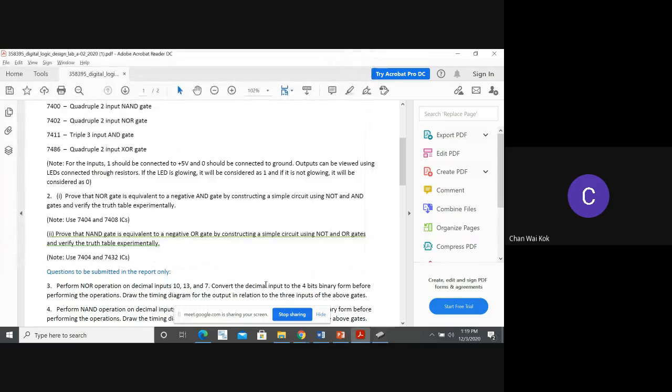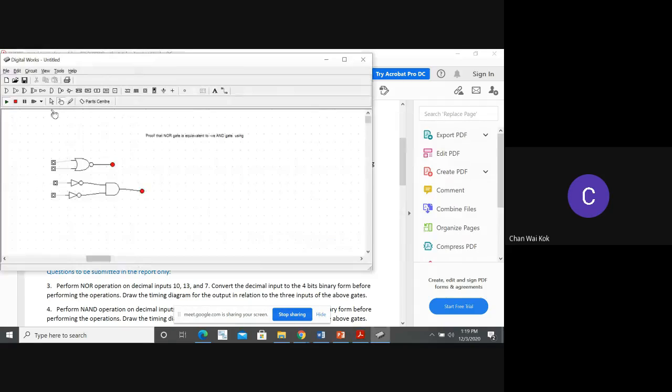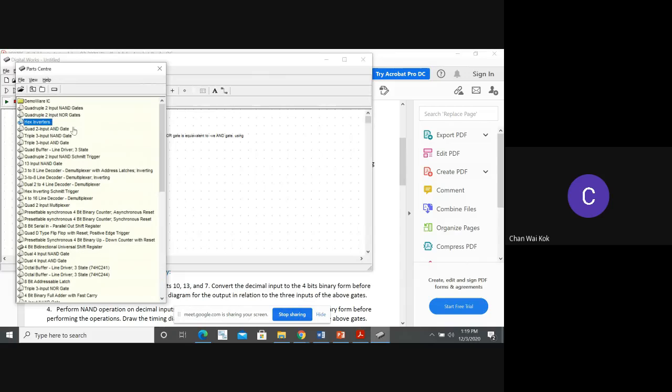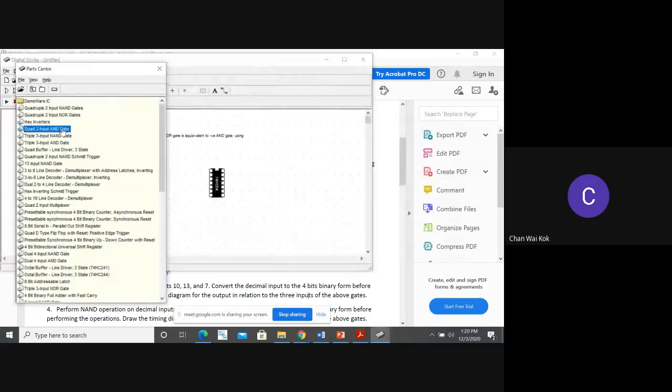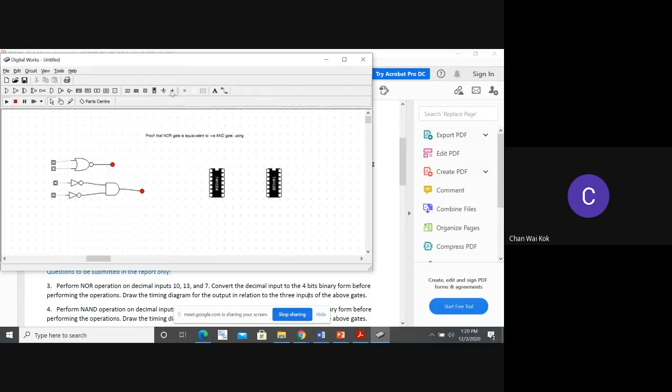Now you have to use the chip. They say by constructing a NOR gate using 7404 and 7432. So we go to part center, put a hex inverter, the 7404, and then a 2-input AND gate, and here there's one 7408 AND gate. So you get a quad 2-input AND gate. First you give power, VCC first, ground first, ground everything first, so nothing will get burned. Then you have VCC. Where is VCC? Okay, so connect.